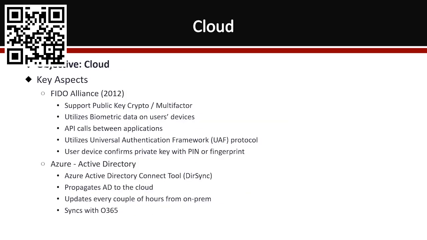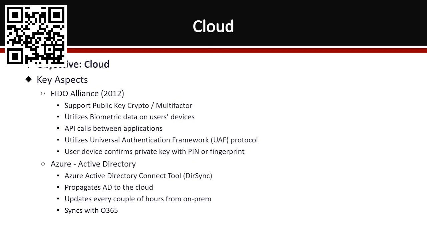Now, if you're working with the cloud, there's the FIDO Alliance that came out in 2012. And the really cool part about that is that they've come up with a standard on how to integrate with the cloud. They support public key crypto and multi-factor, which is really, really cool. By setting up this alliance, they saw where the cloud was going and where things were going, and so this was set up ahead of time. It will allow you to use biometric data on the individual user's devices, which gives you another factor, which is really quite amazing. And then it does give a standard for allowing APIs to be created between applications.